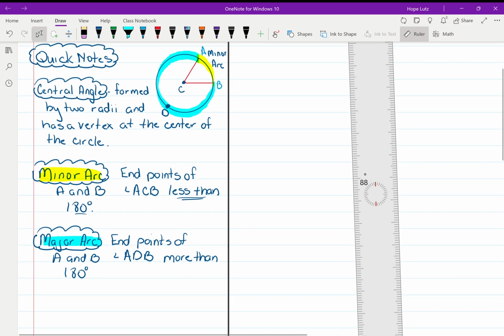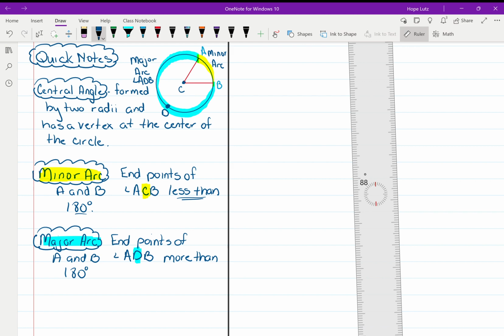So minor arc is less than 180. And notice it's very important when you're looking at these that you are looking at the letters of the angle. So this one has C in the middle, okay? And this one, the major, has the D in the middle, okay? So that's where the differences are. So I'm going to write up here, major arc, and I'm going to put A, D, B. Okay.